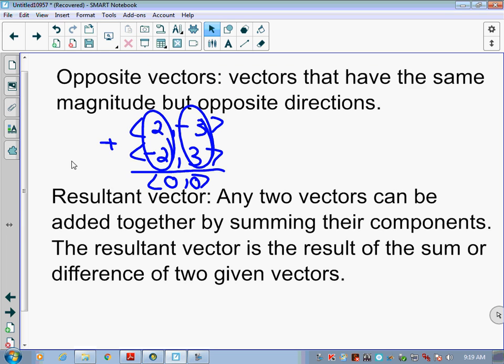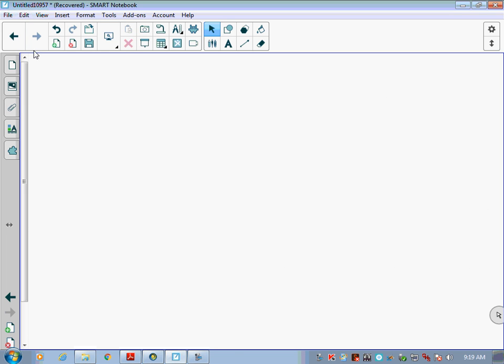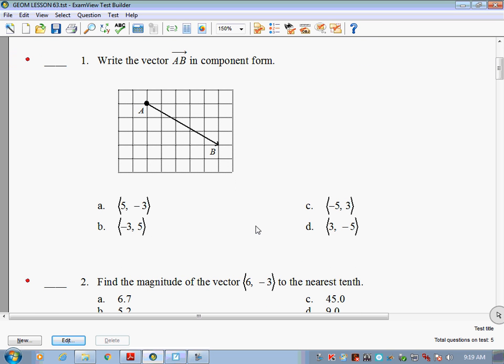Let's scroll on down here. And I think that's it. I think we're ready to start looking at some questions here. So here we have a vector. We want to write this in component form. In order to write this in component form, I want to start from the initial point. What is my initial point here? Anybody tell me? What's the initial point?